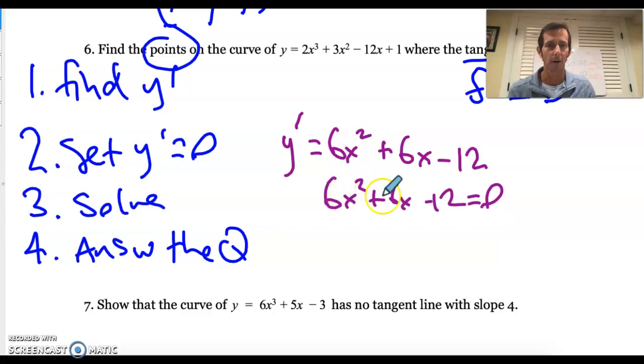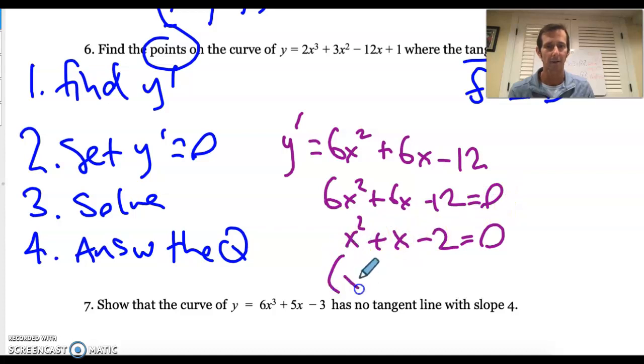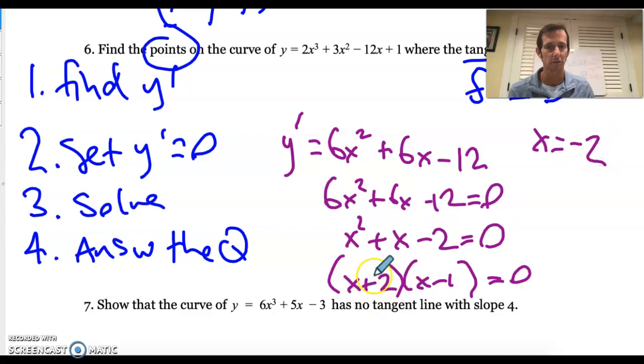for x. Now this is a quadratic, so I'm going to factor it, but I notice that every single one of these terms is divisible by 6. So I divide everything by 6, and I can do that because I was consistent. Divide by 6, divide by 6, divide by 6, divide by 6. Now I can factor to get my answer. What multiplies to negative 2 that adds to 1 would be plus 2 minus 1. So my x value is negative 2. That's the 0 associated with that. And an x value equals 1.